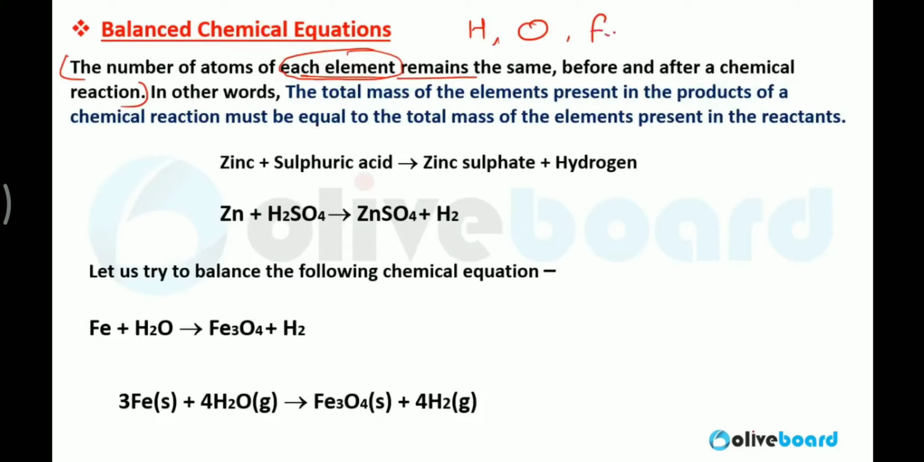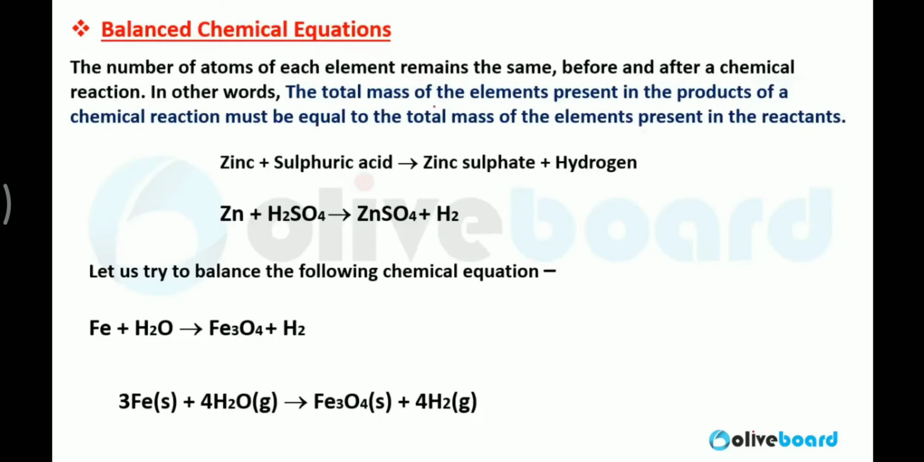Similarly, let's say iron is there, let's say zinc is there, or whatever atom it can be. If that atom, let's say 2, 3 or 4 in number, is present in the reactants, then that number should also be present in the product. Clear? And that is called a balanced chemical equation.